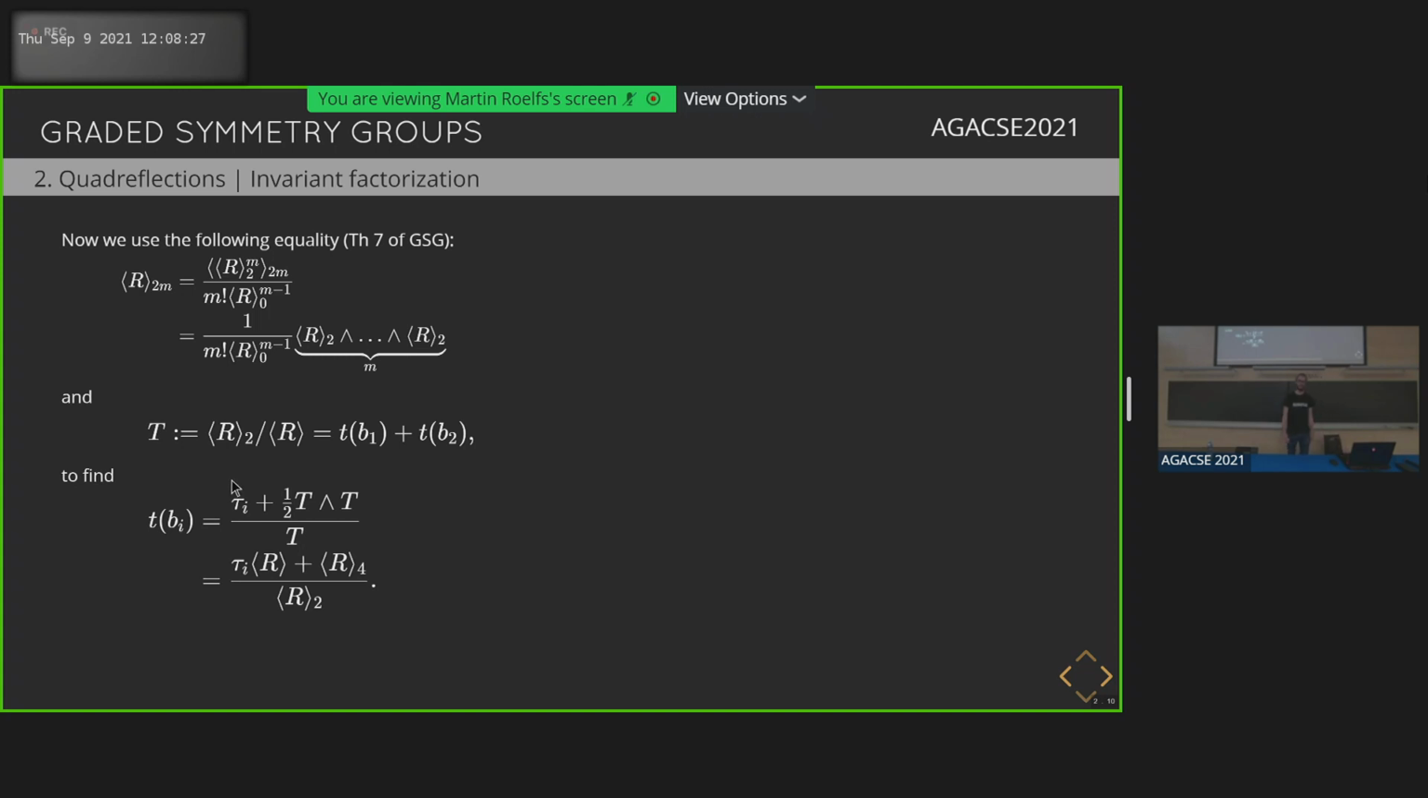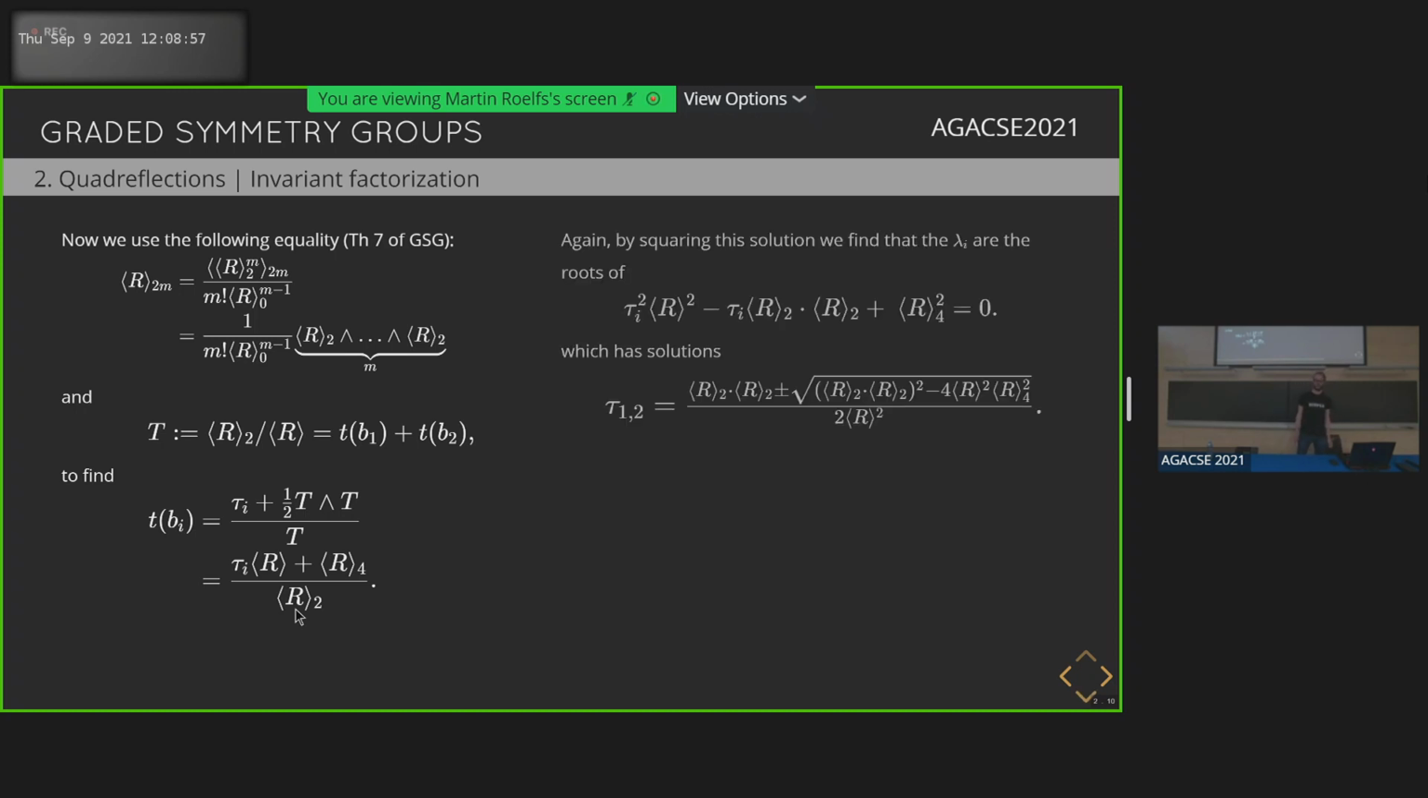So I start again from our solution. The tangent of Bi is tau I plus a half T wedge T divided by T. And now I just use this theorem here to say that that is actually just tau of I times the scalar part of R plus the quad vector part of R, divided by the bivector part. So now it's completely expressed in terms of the rotor and not just its bivector part. And that cleans up some of the exception cases.